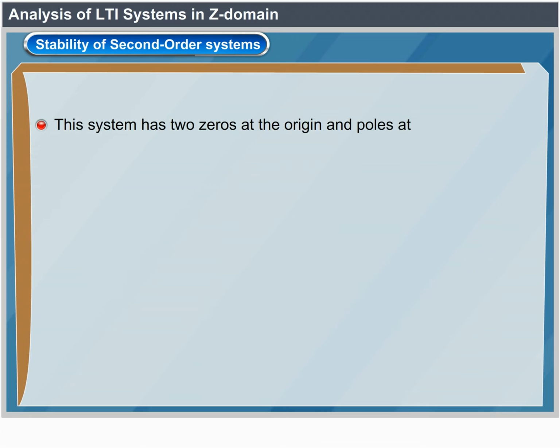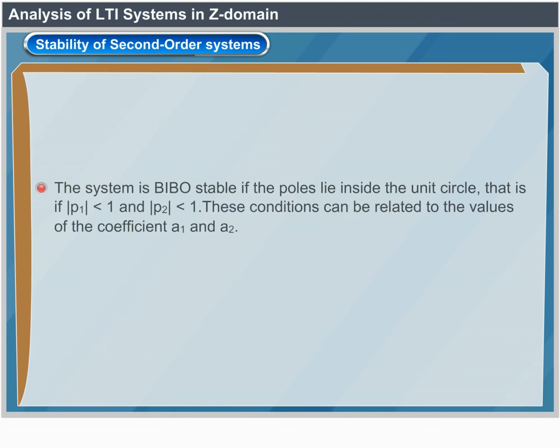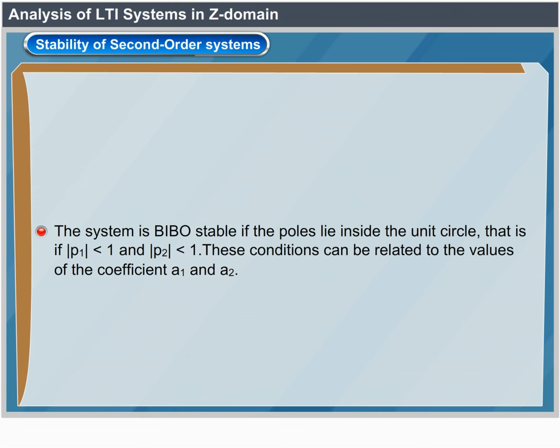The system has two zeros at the origin and poles at p1, p2 equal to minus a1 by 2 plus or minus square root of [a1 square minus 4 a2] divided by 4. The system is BIBO stable if the poles lie inside the unit circle, that is, if modulus of p1 less than 1 and modulus of p2 less than 1. These conditions can be related to the values of the coefficients a1 and a2.